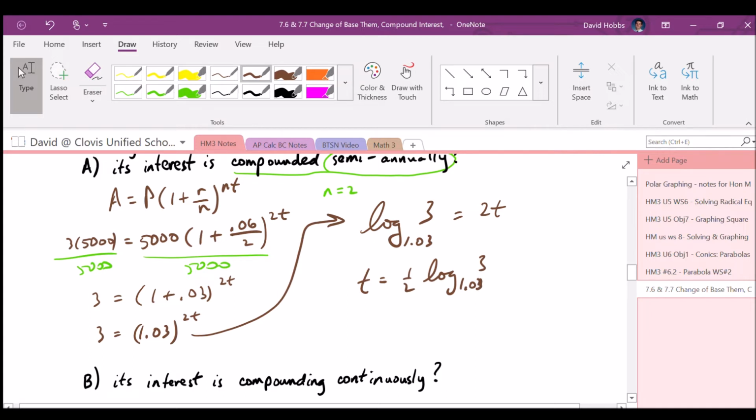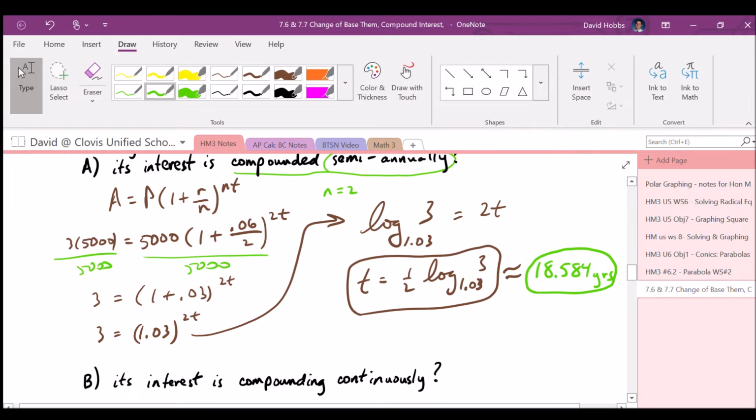Now remember how to plug in the log 3 base 1.03 for a scientific calculator. This is the value, but we need to be able to plug it into a scientific calculator as well. So if we plug that in, log 3 divided by log 1.03 times 1/2, we get approximately 18.584 what? What are the units? Well, t is time, and it's in years.